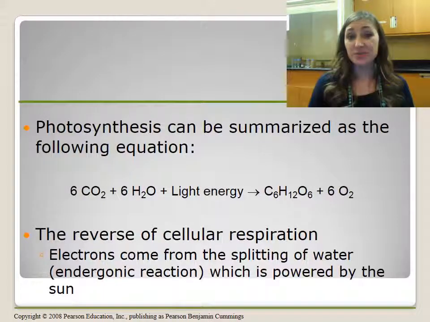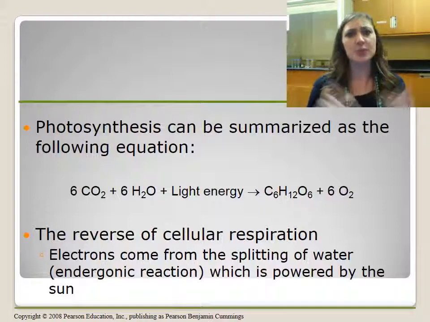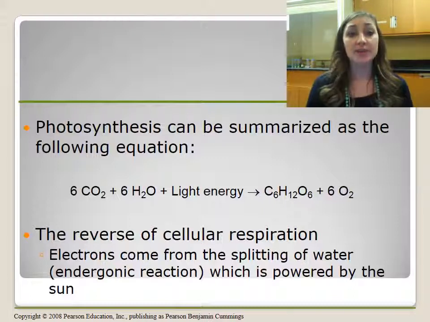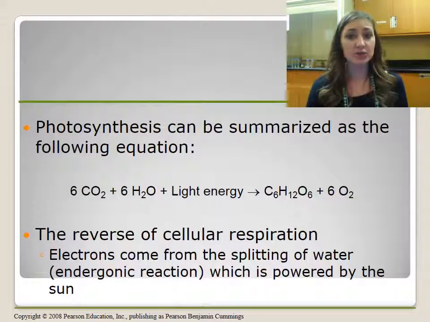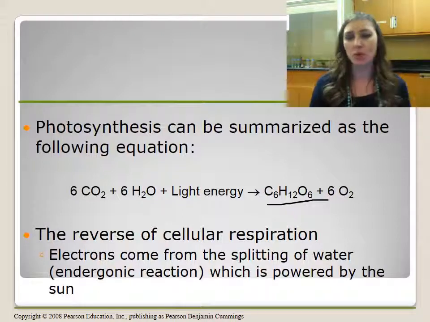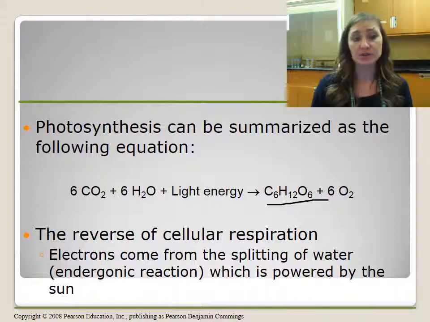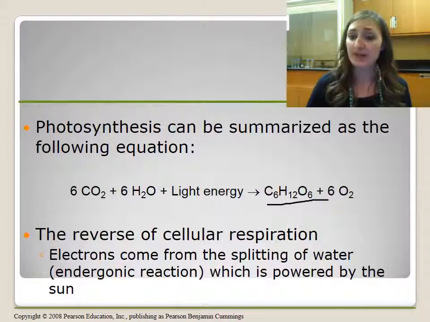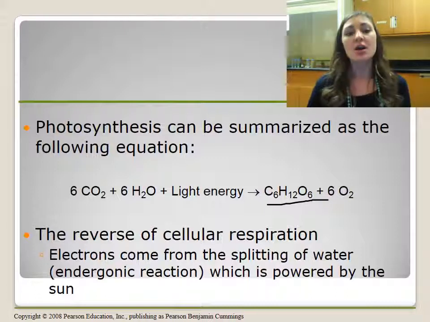All right, the equation for photosynthesis is very similar to the equation for cellular respiration, just reversed. So we start out with 6 carbon dioxides, 6 waters, plus light energy, and we form a glucose molecule or some sort of organic molecule, as well as oxygen. The electrons that we get come from the splitting of water, which is an endergonic reaction. This is powered by the sun. So the sun provides the energy for this reaction that has a positive Gibbs free energy to occur.